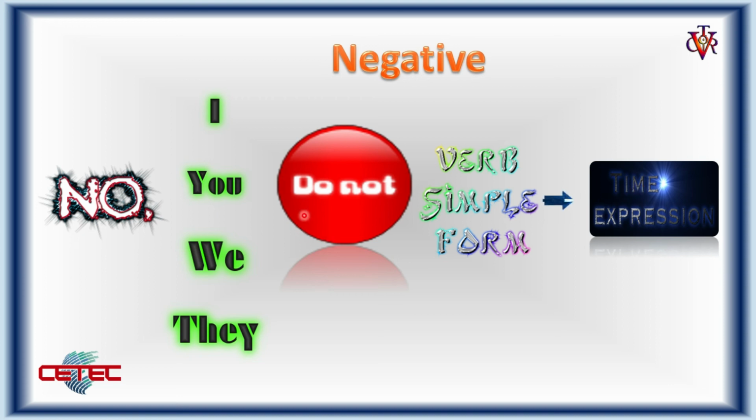Here, it's important to know that when you use I, you, we, and they in a negative form, the verbs are not going to switch anything. And the negative form you use in two different forms, do not or don't.